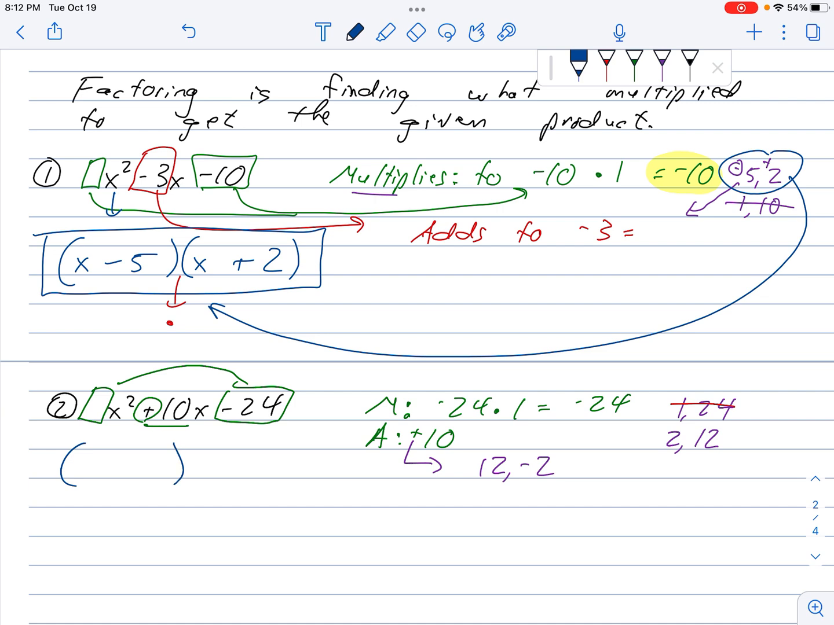Again, 2 sets of parentheses. These two numbers, positive 12, negative 2. Because I just have an x squared, I write x and x. Okay?